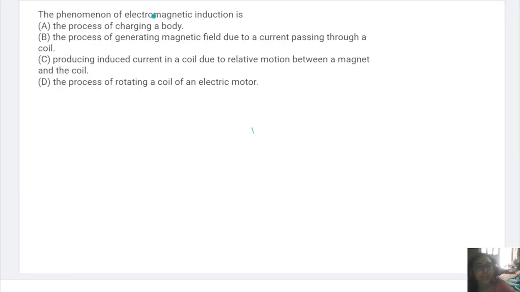Okay. The phenomenon of electromagnetic induction. So we know electromagnetic induction, induction of current. Out of these, the process of charging a body, no. The process of generating a magnetic field due to a current passing through a coil, no. Producing induced current in a coil due to relative motion between a magnet and the coil, yes. And the process of rotating a coil of an electric motor, no. This is the exact opposite of electromagnetic induction. So our answer is C.